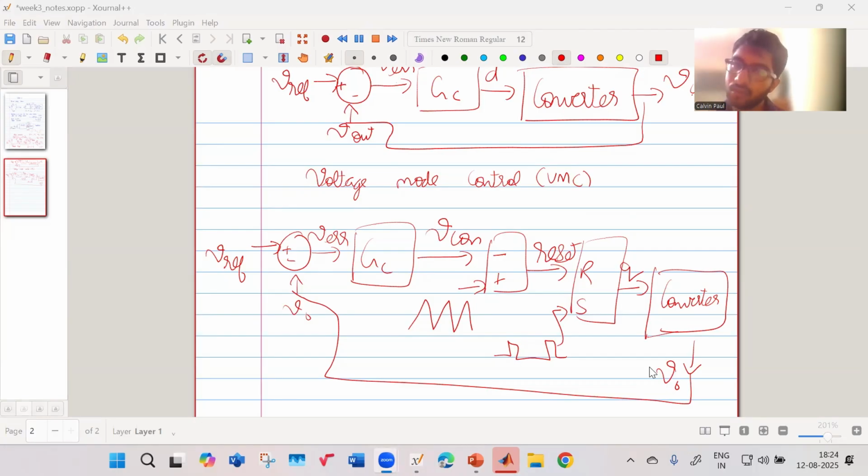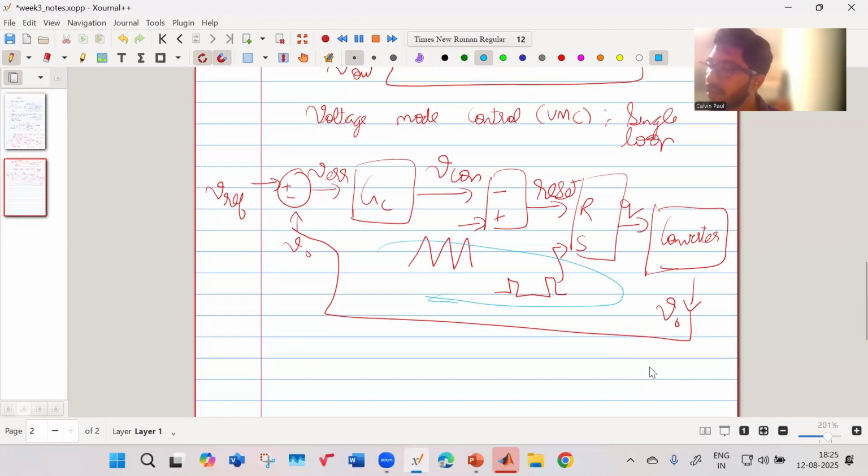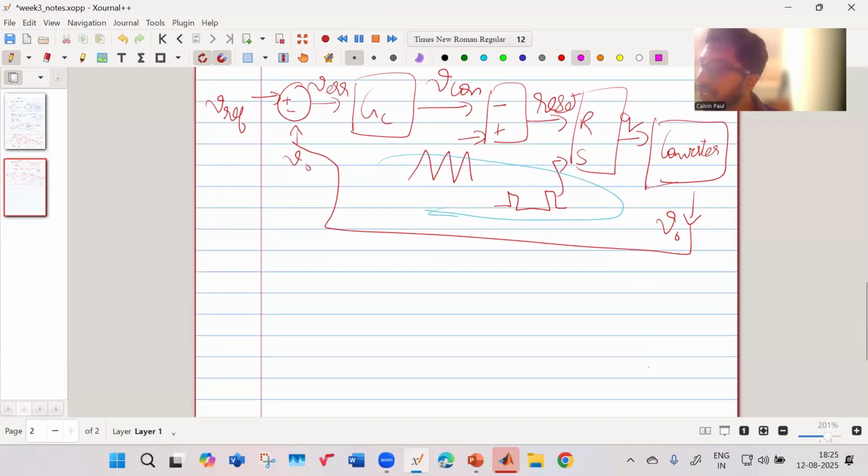Okay, so this is for voltage mode control, and it is a single loop control, right? Because we only have this loop. So this is our single loop control. Next, we have what is known as current mode control, which is known as CMC.